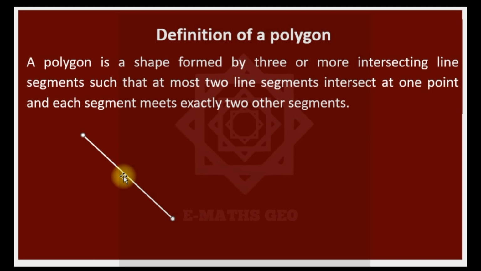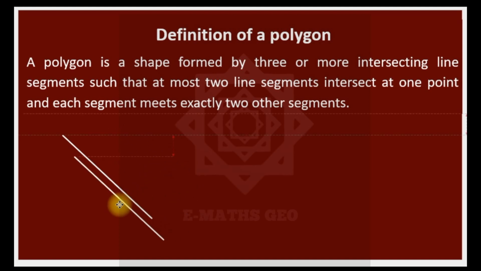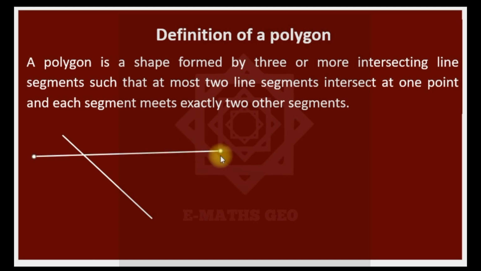So let's form a polygon. So like this one line is not a polygon because we have only one segment. So let me duplicate it. I have two. So this is not a polygon. Though from the definition, two meet at a point. So they met at this point, but yet it's not a polygon because you have only two segments. So finally, let me add another.